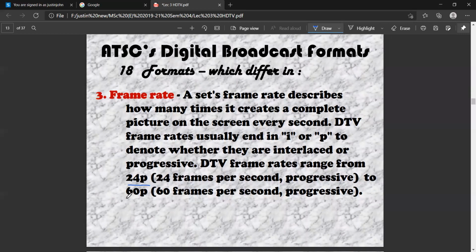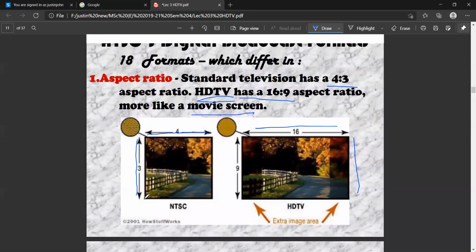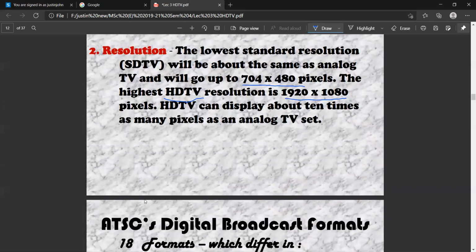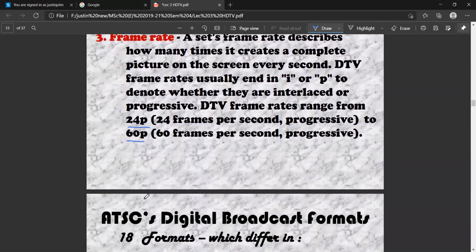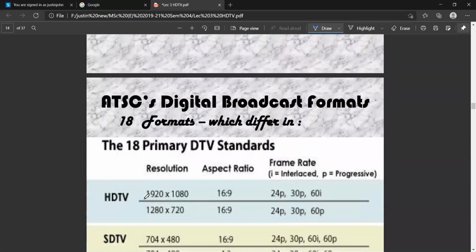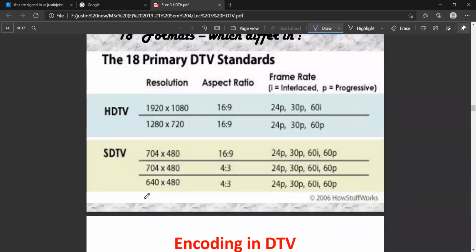But in high definition television, for example, the frame rate is much higher. The frame rate may rise up to 60p, which means 60 frames are shown per second. So this is the third aspect in which the digital television differs. So these are the three aspects in which the digital television differs. One is the aspect ratio of the screen. The second one is the resolution of the screen. And the third one is the frame rate. So we can summarize all these categories, these 18 categories, into this chart.